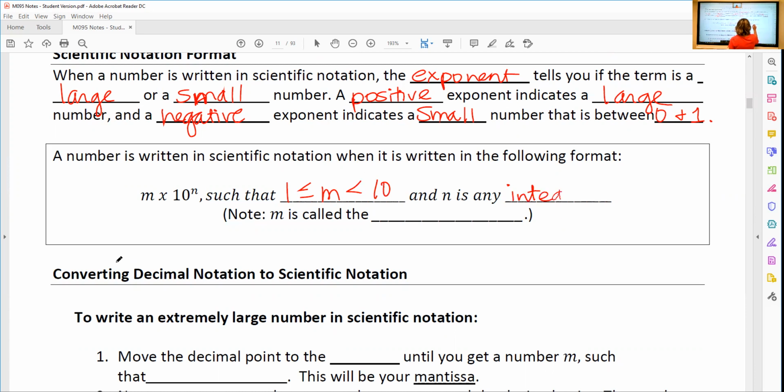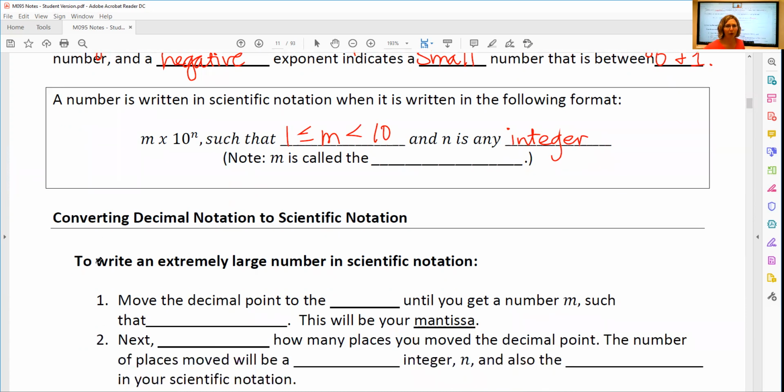There's that term integer again. So any positive or negative whole number is what that integer is. And then you may not have heard this term before. The m, and this is what I'm going to be using quite a lot here, is called your mantissa. So we're going to write that in. Mantissa for that.